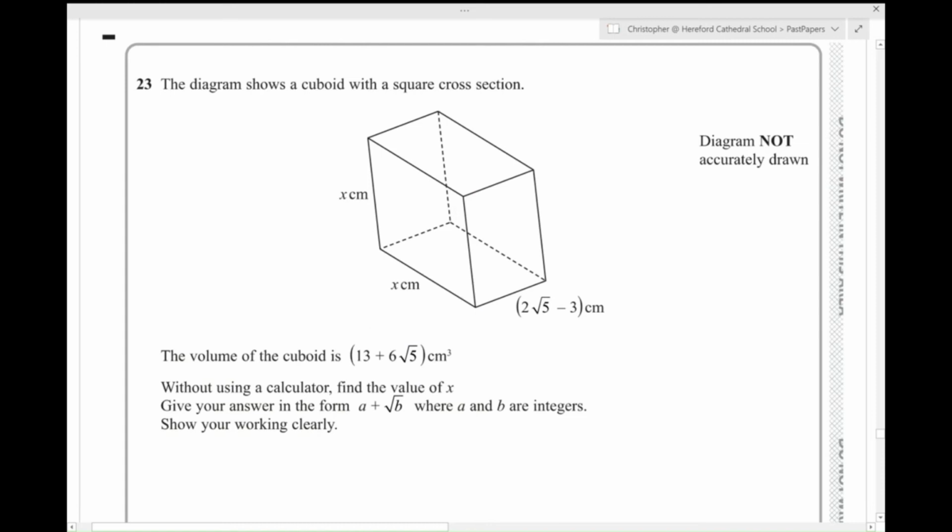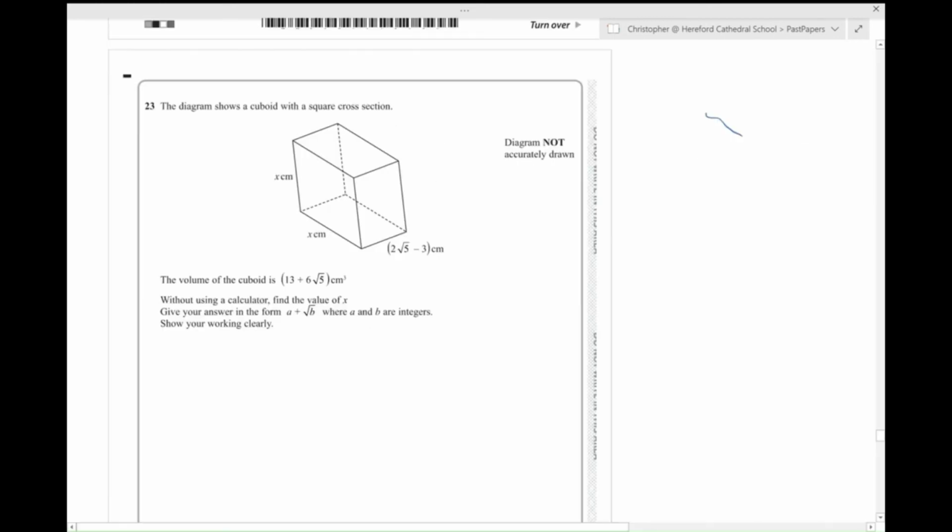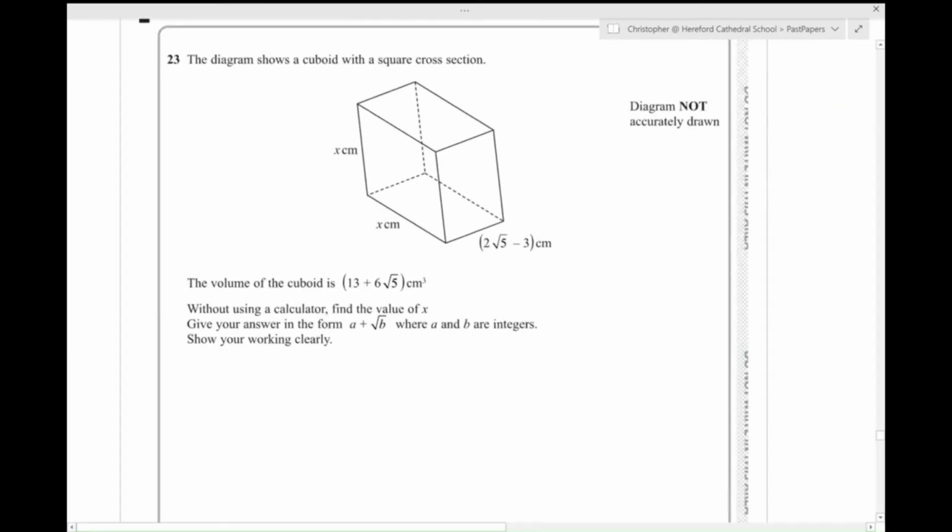Question 23. Right, I've got a cuboid, and its dimensions are x, x, and 2 root 5 minus 3, and its volume is as stated. So that means that x squared multiplied by 2 root 5 minus 3 equals 13 plus 6 root 5. And I'm asked to find the value of x.